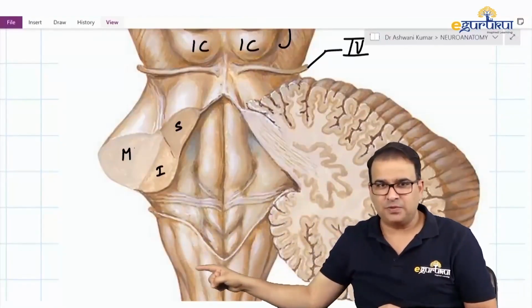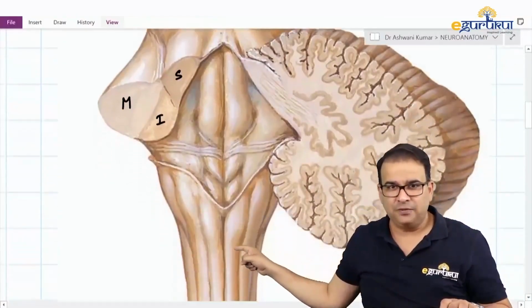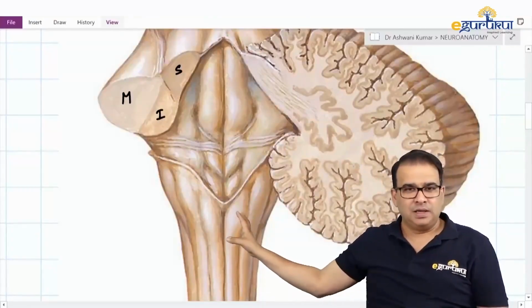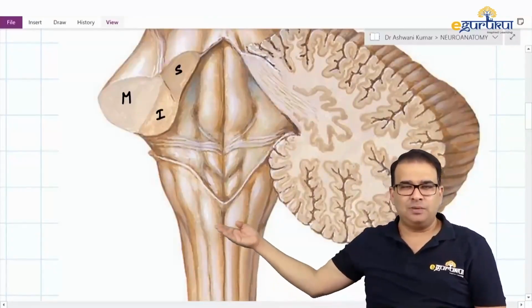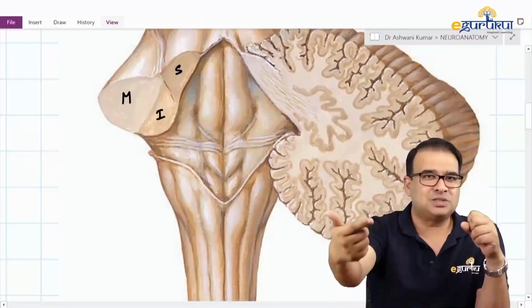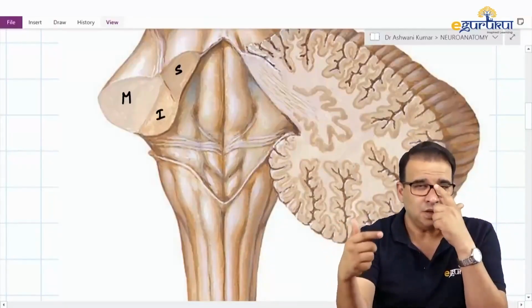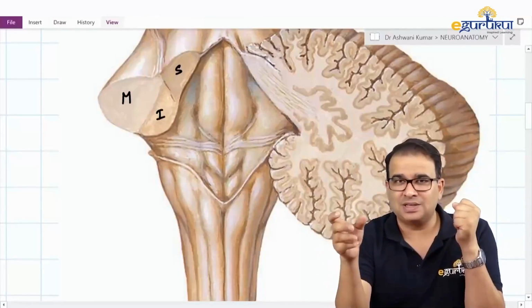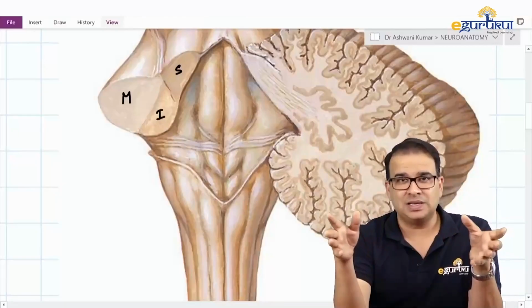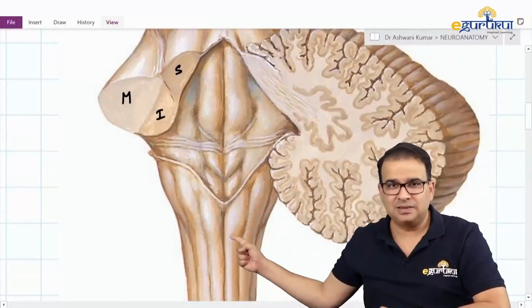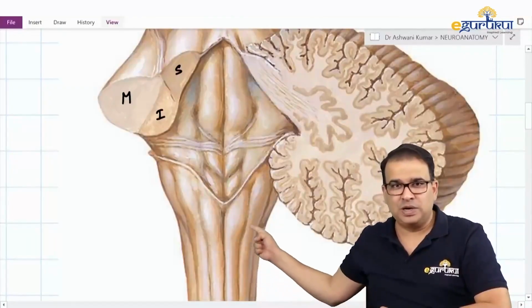Is there anything else forming the boundary? Yes, there is. If you look at this portion of the medulla oblongata, it is a continuation from the spinal cord. Now I want you to think about it. What is there at the dorsal aspect of the spinal cord? At the dorsal aspect of the spinal cord, we have the dorsal column tract having fasciculus gracilis and fasciculus cuneatus. So look at my finger here: this is fasciculus gracilis, and this will be the fasciculus cuneatus.